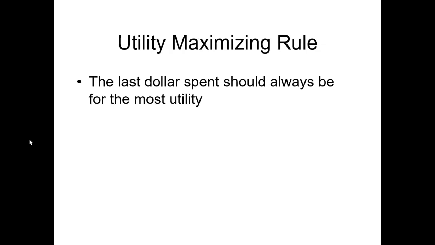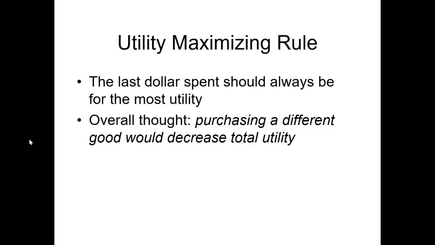By definition, the utility maximizing rule is the idea that the last dollar spent should always be for the most utility. Now, I think "the last dollar spent" is a little misleading, and so the overall idea is that every time I make a purchase, every last dollar I spend, whether on good 1, good 2, or good 3, every time I spend $1, it should be for the most utility from the options available to me.